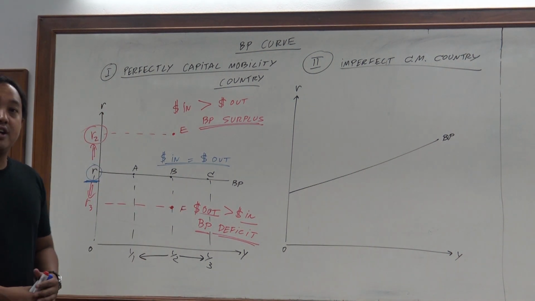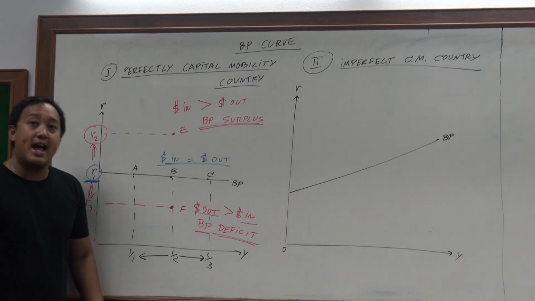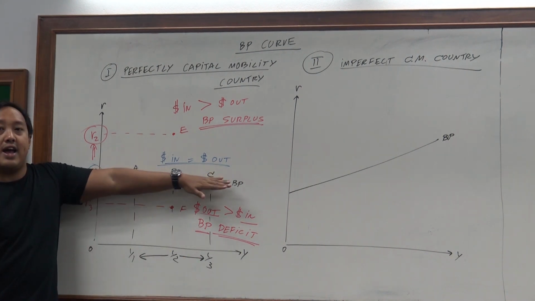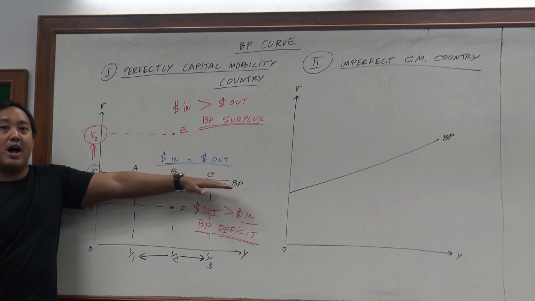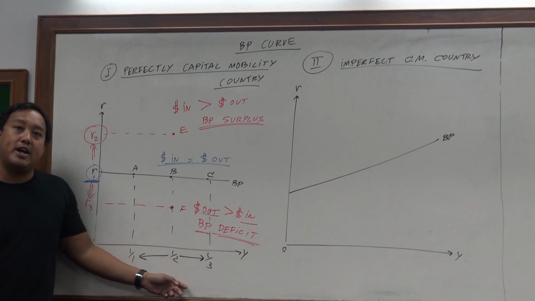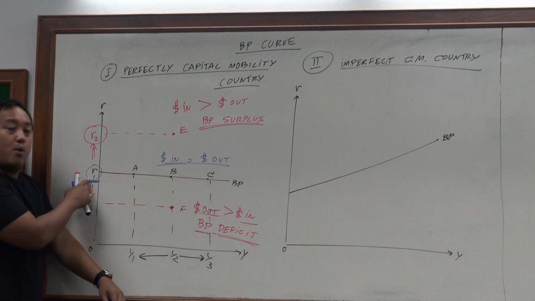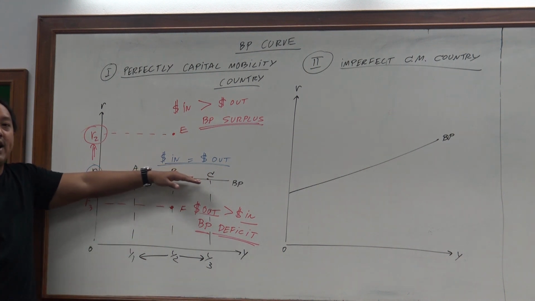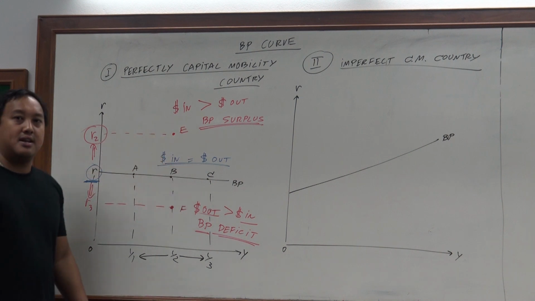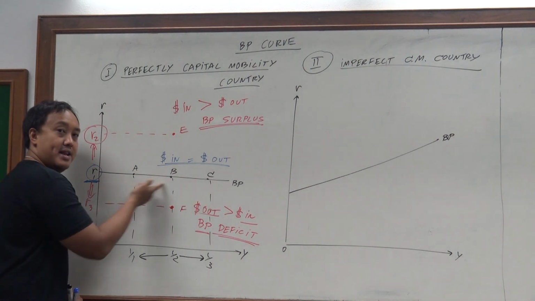So that's good. This is how the model works, how the graph works. Again, for perfect capital mobility, the graph is always horizontal like this. It means that even though the economy is good or bad, as long as the real interest rate in your country equals R1, the money that flows in always equals the money that flows out. You have balance of payments. Every point on the BP curve represents balance of payment.